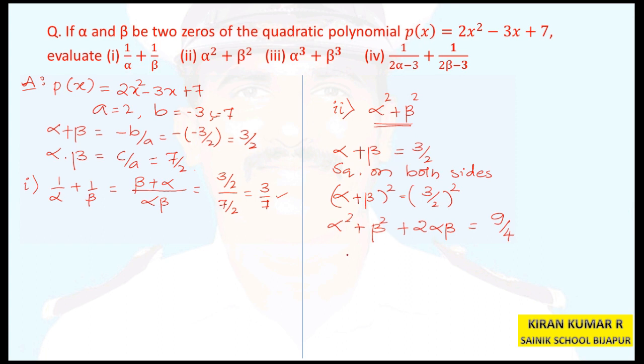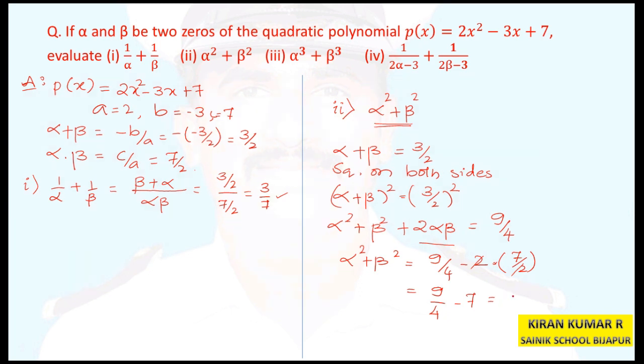We know the value of alpha beta. Let's substitute in this term. We get alpha square plus beta square as 9 upon 4 minus twice. Instead of alpha beta, we need to substitute 7 upon 2. This 2 will get cancelled. We'll be getting 9 by 4 minus 7.